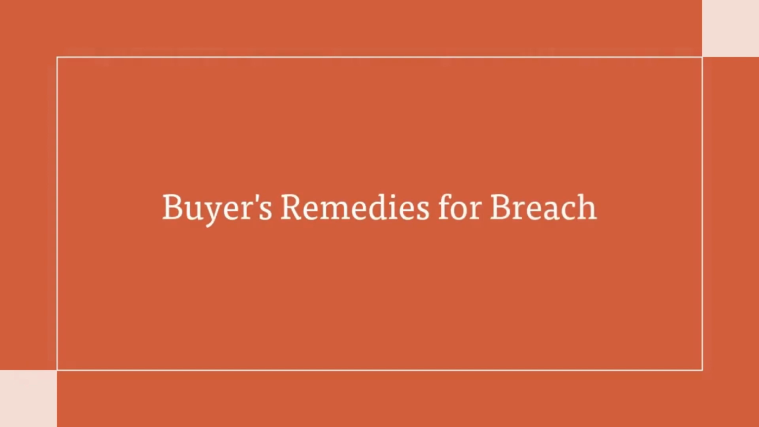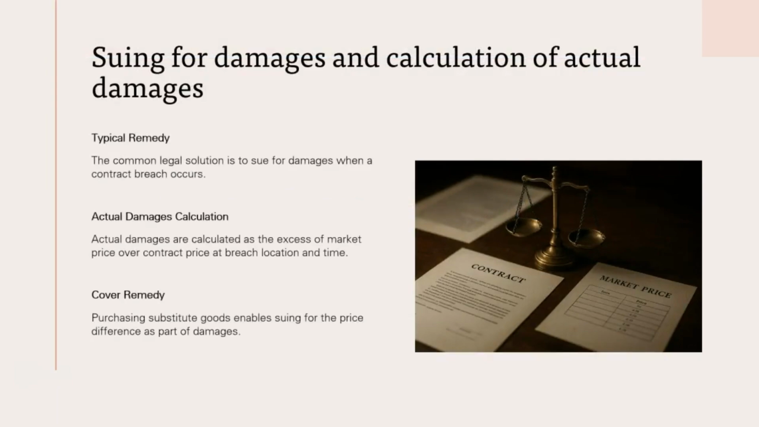All right, so buyer's remedies for breach. This is where the buyer is. We're going to go into suing for damages and calculation of actual damages, equitable remedies, and specific performance and replevin. Now, if we're talking about the buyer, and the seller is the one that's in breach, those are the things the buyers can do. They can sue for damages, which is a typical remedy.